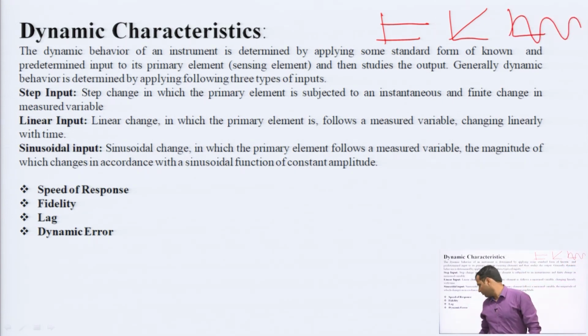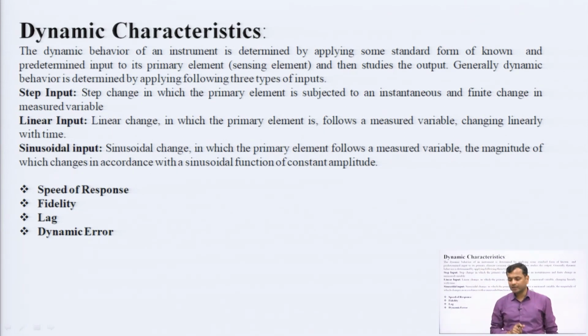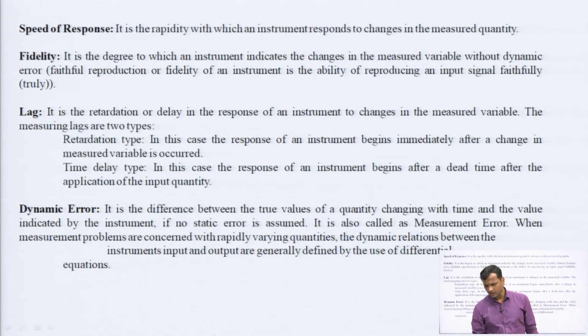That depends on our application. So, that is known as the dynamic characteristics of an instrument, and there are various dynamic characteristics. First is speed of response, second is fidelity, third one is lag, and fourth one is dynamic error. The speed of response: with respect to time we get the change in the output, or the transient in the output. If it is fast, the speed of response is fast. If it is slow, the speed of response is slow.